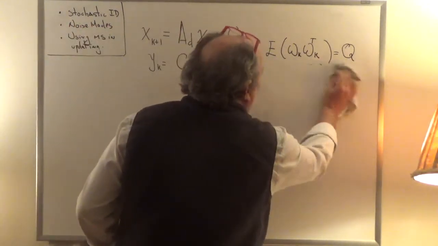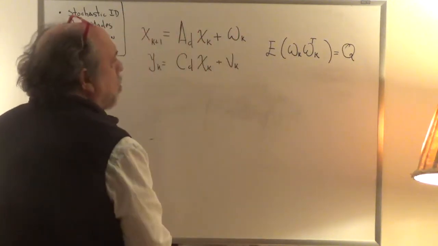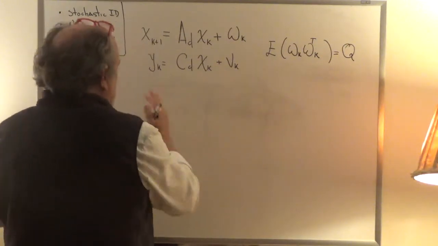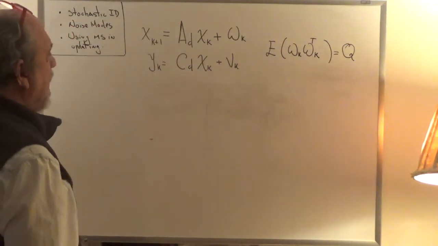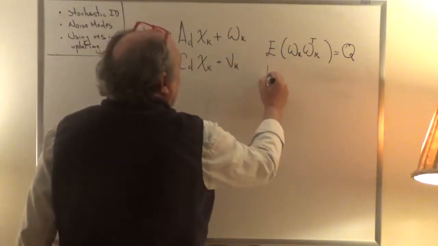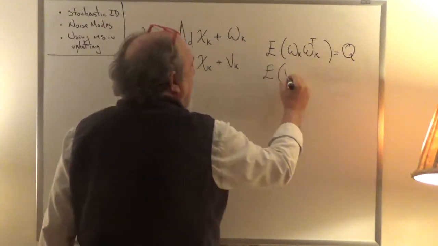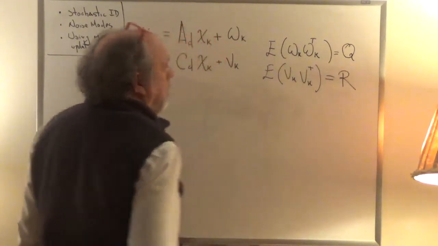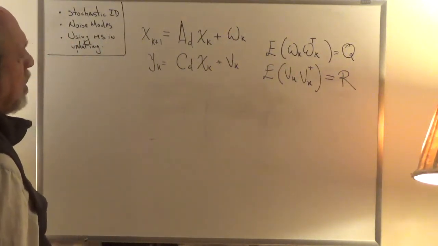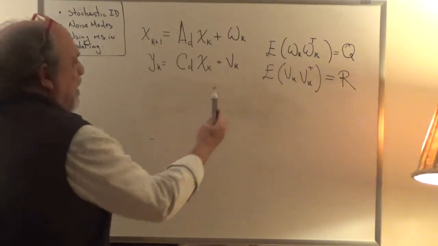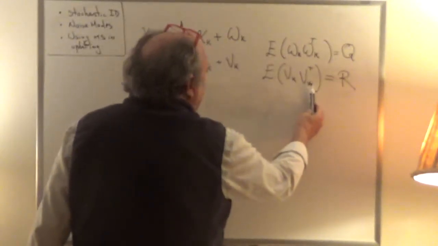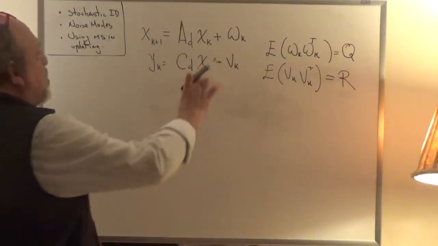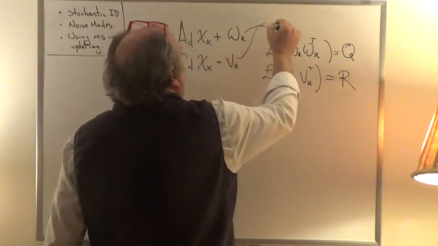So, wk wk transpose is q. It doesn't depend on k, right? If you just average, you just get q. Now, we also made the assumption that the noise vector vk is also white noise. And we call that expectation r. I will not write it, but you can hear me say it. The expected value of vk vk plus I transpose is 0, except for I equal to 0. So these two vectors are white noise.